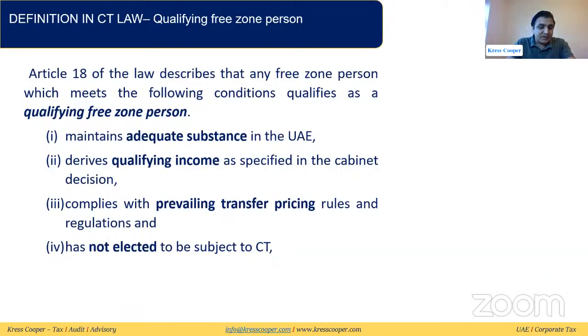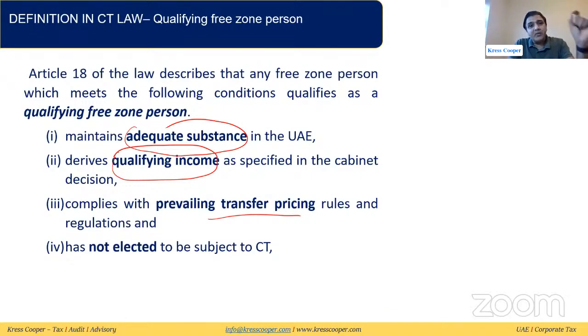So these 4 conditions are: maintain adequate substance in the UAE, earn qualifying income, comply with prevailing transfer pricing laws and regulations, and not have elected to be subject to corporate tax. If these 4 conditions are fulfilled, then we will say the free zone person is a qualifying free zone person. And if this qualifying free zone person is earning any qualifying income, that income will be subject to tax at 0%. In this definition, the important thing is adequate substance.